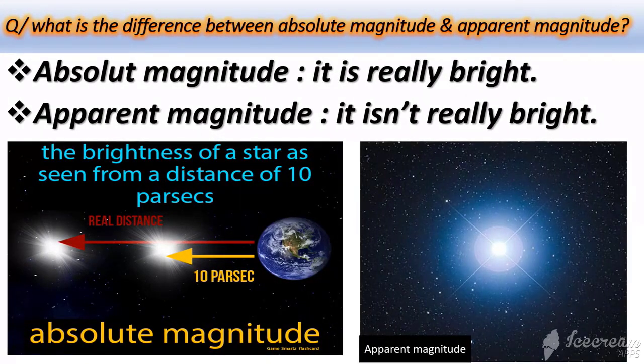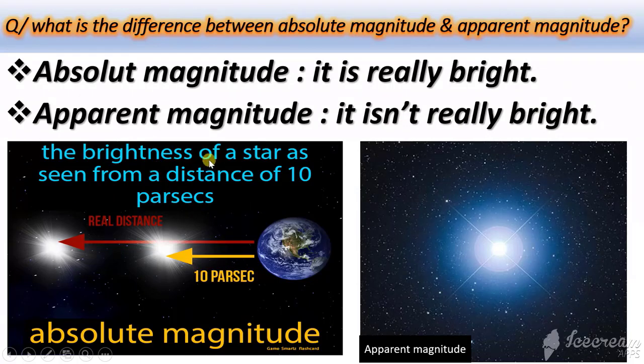My pupils, do you remember this question? What is the difference between absolute magnitude and apparent magnitude? This question is very, very important. Please try to pay attention to this question. Absolute magnitude is how bright it really is, but apparent magnitude is how bright it seems to be.